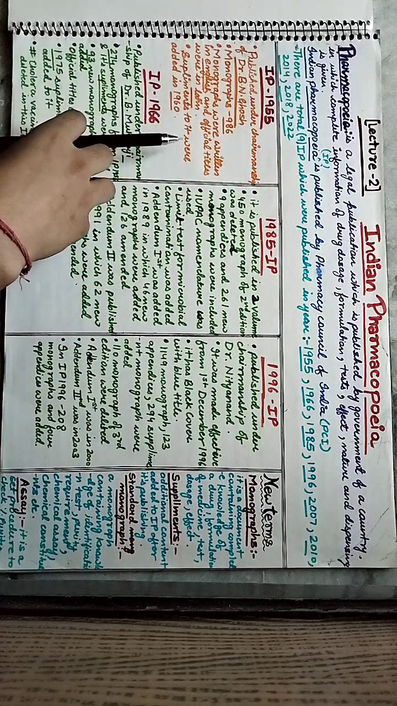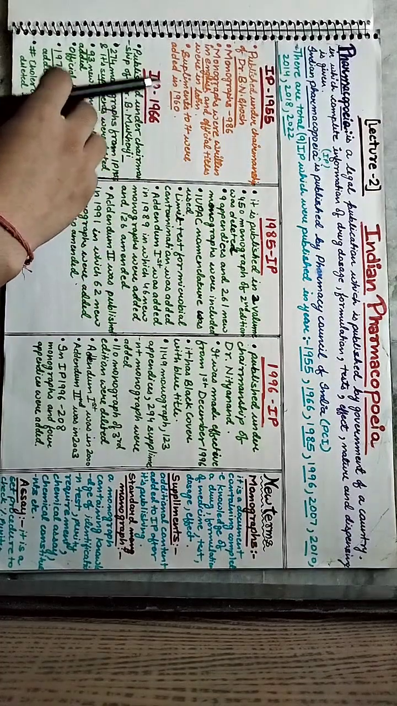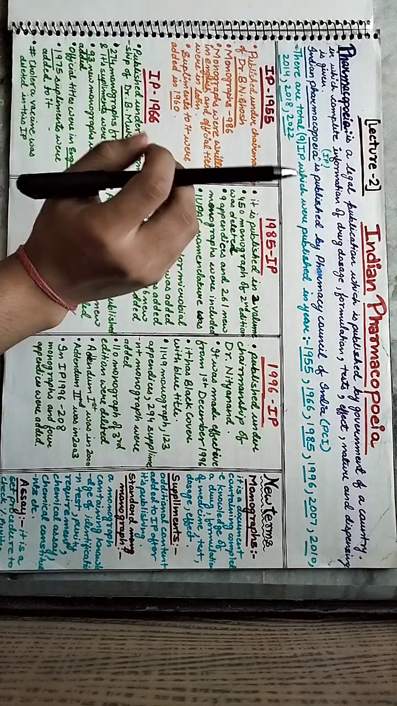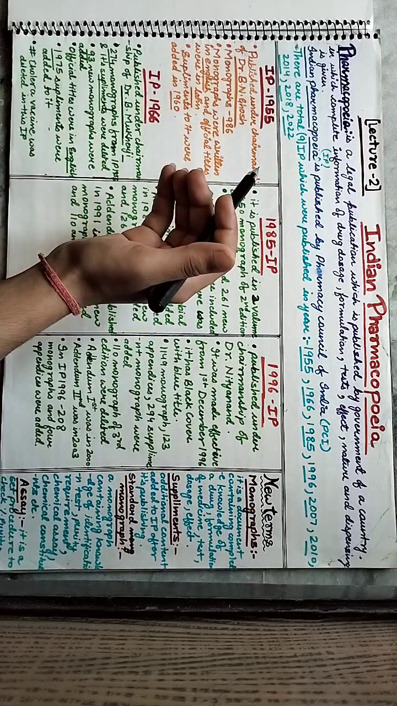Next, the supplements to it were added in 1960. Now what is a supplement? Supplements are the monographs or the information that is added after the publication of that IP.